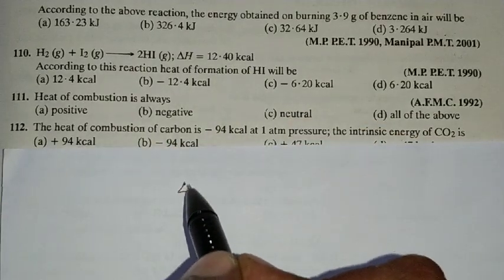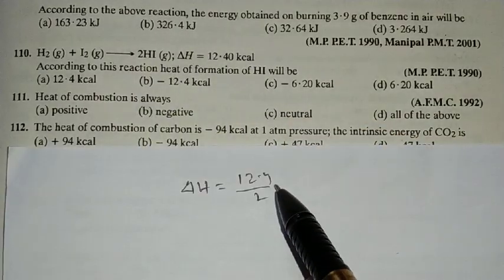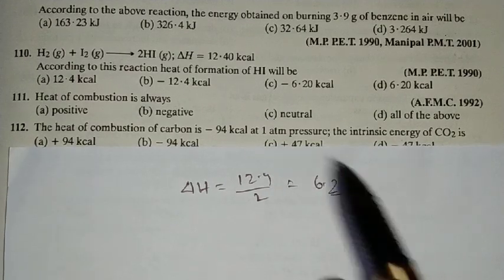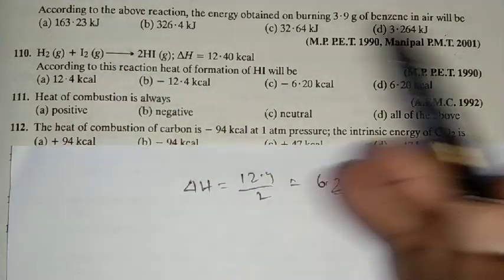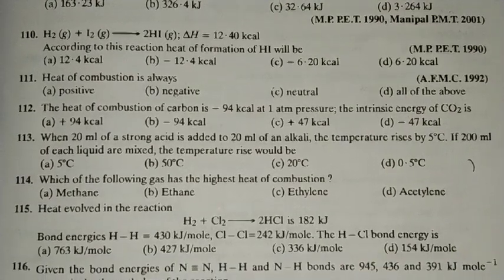That is why what we should do? Delta H equal to 12.4 by 2, because here 2 moles are there. Is it clear? So if you simplify, what you get here is 6.2. Is it okay? 6.2. Right. Next, heat of combustion always releases heat energy. It is always negative. Very simple question. Is it clear or not? Right. Look at the next question.